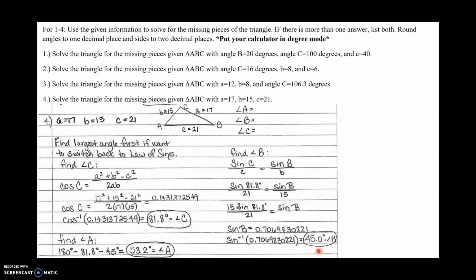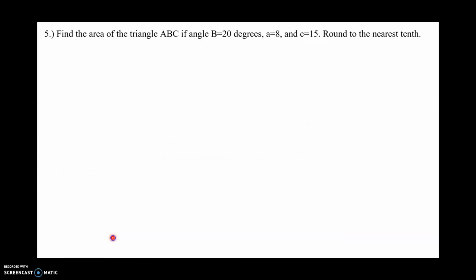There is no ambiguous case with any triangle other than a side-side-angle. This was a side-side-side, so there's not the ambiguous case to worry about. All right, and then to find angle A, once I know the other two angles, I can just subtract from 180. And I have found all the missing pieces of my triangle.